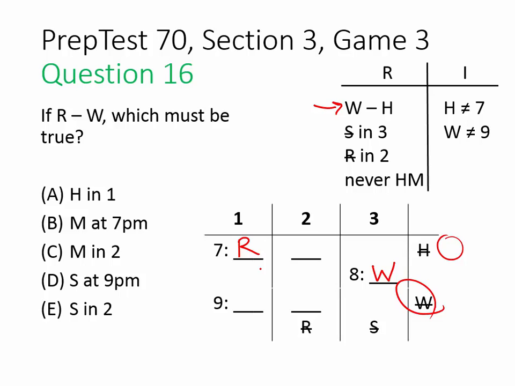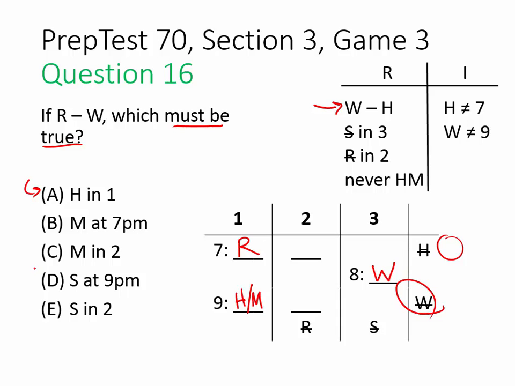We know H and M can't go together. So one of them must go over here with R. And in the other screen, we have S and the other of H and M. So, which of the following must be true?